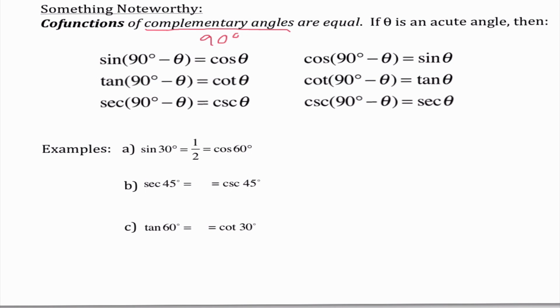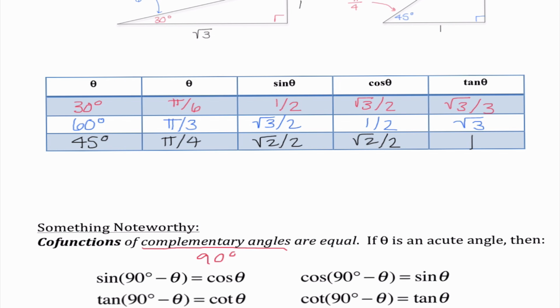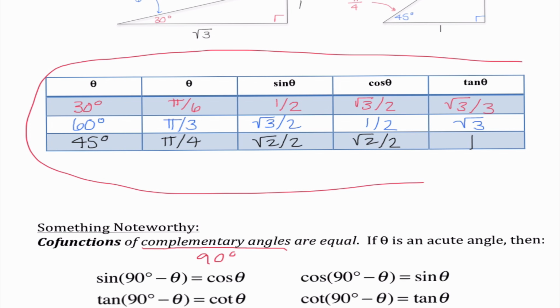This is something you may not ever use, but I think it's kind of interesting. Secant of 45 and cosecant of 45 are both radical 2. Tan of 60 and cotangent of 60 are both radical 3. So that's just something interesting that can help you in some of your problems if you want to save time. Major thing though, memorize this chart right here. We need to have these values memorized.